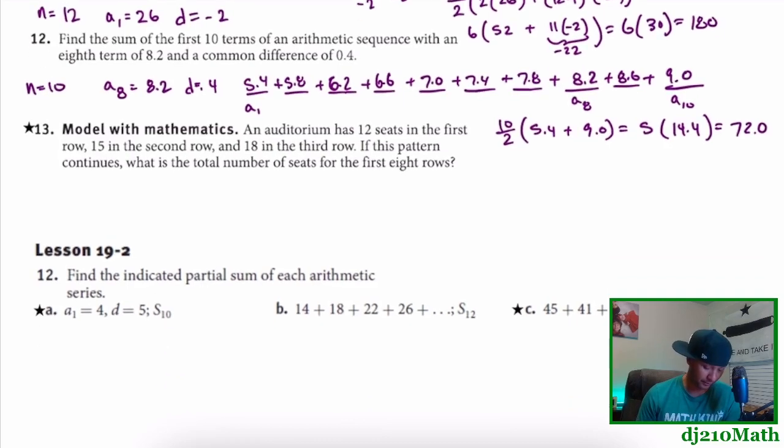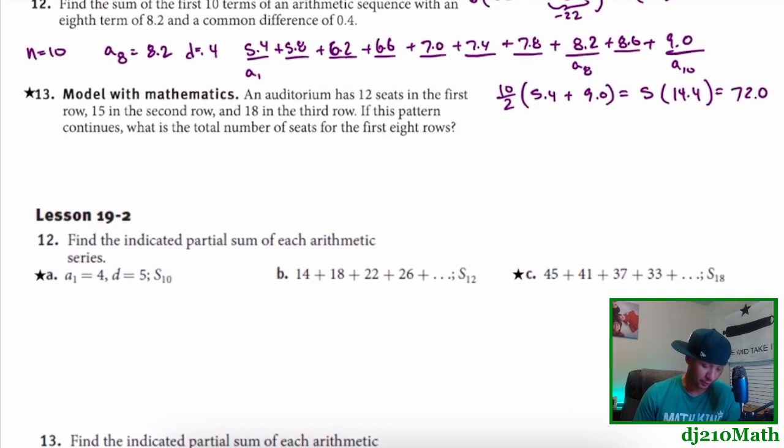All right, number 13. An auditorium has 12 seats in the first row, 15 in the second, 18 in the third. If this pattern continues, what is the total number of seats in the first 8 rows? Okay, so if the first row has 12, the second row has 15, the third row has 18, if this continues, what will be the sum of the first 8? So we want a sub 1 through 8.